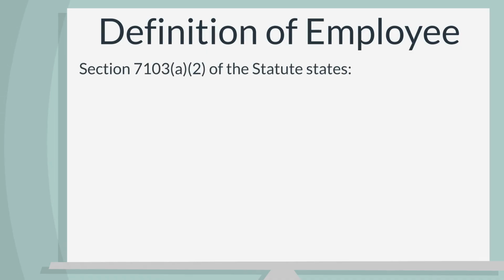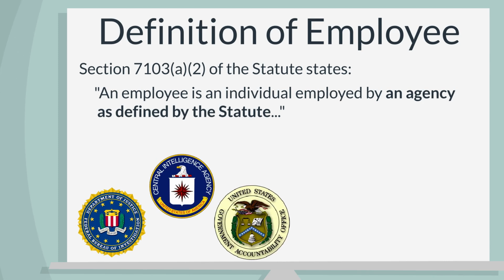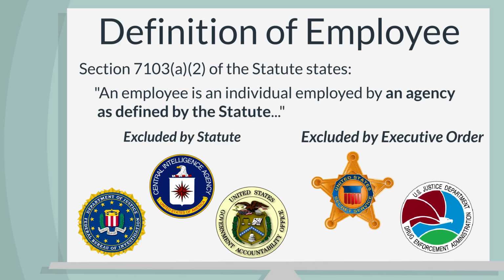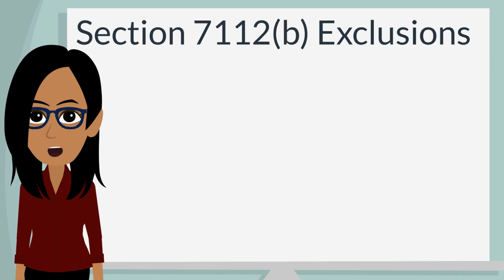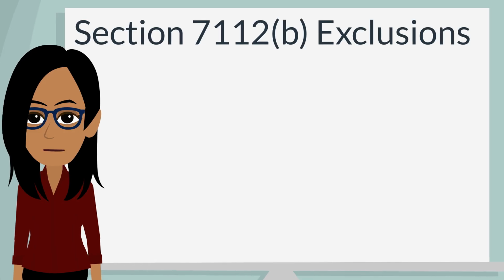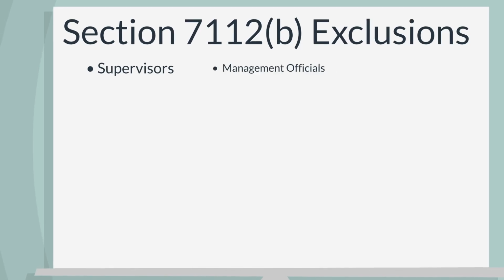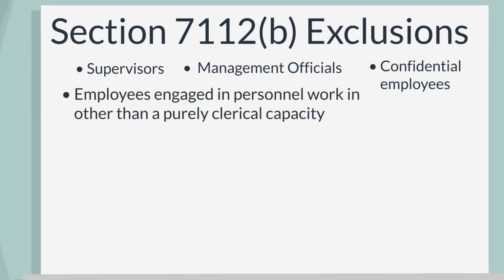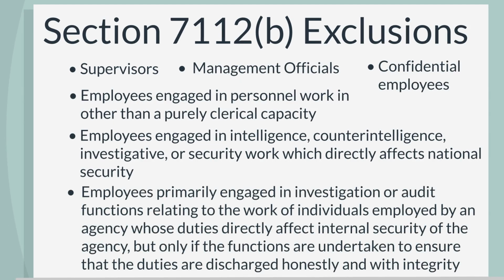Next, the statute defines an employee as someone employed in an agency. However, there are some exceptions. Certain agencies, like the FBI, CIA, and GAO, are expressly excluded from the statute. Others are excluded by executive order due to their national security nature. Finally, even agency employees who are covered by the statute may be excluded under 7112(b). This section excludes supervisors, managers, confidential employees, personnelists, employees whose work directly affects national security, and auditors of agency employees.